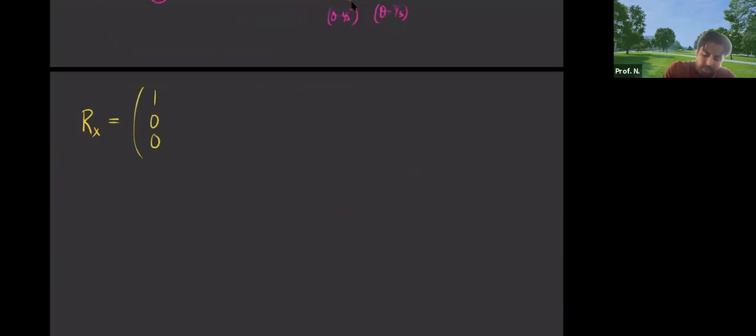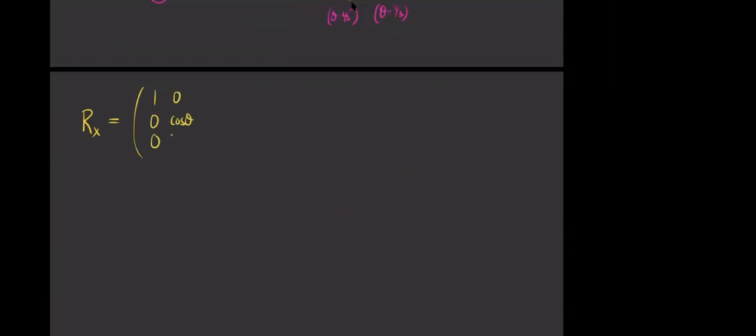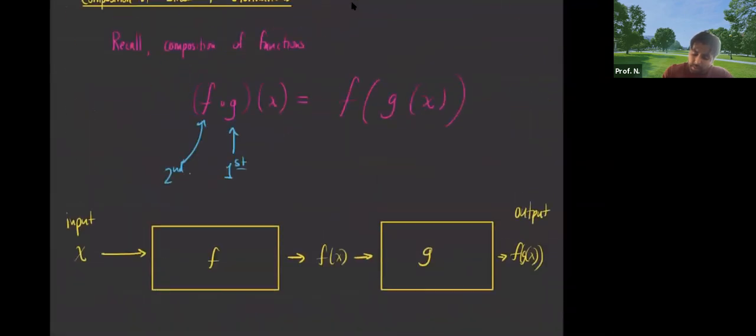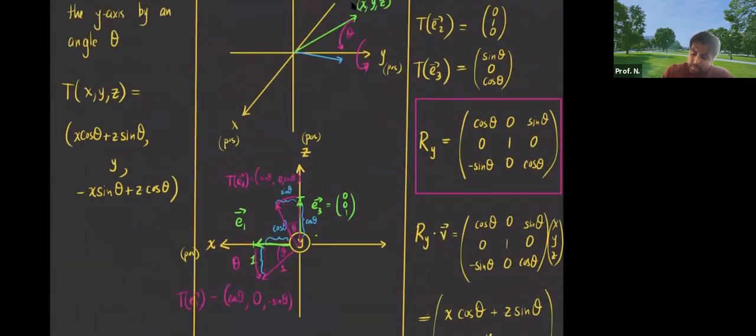It's 1, 0, 0. 0, cosine theta, sine theta. 0, negative sine theta, cosine theta, right? If my memory serves me correct, which it is, right?